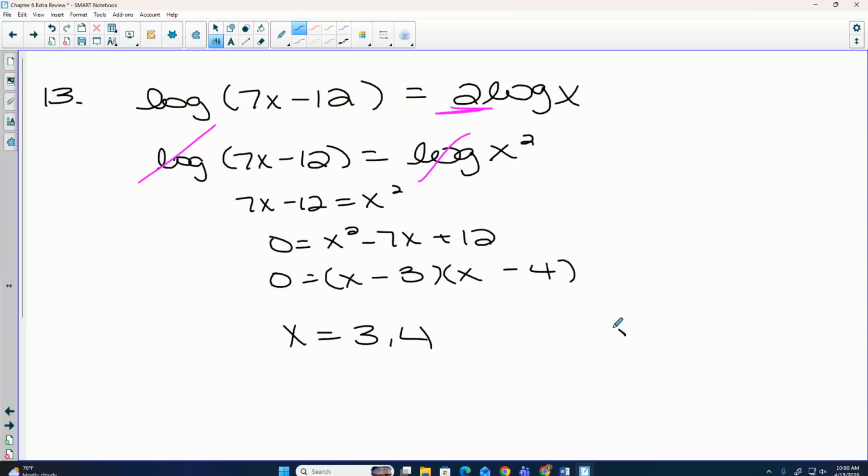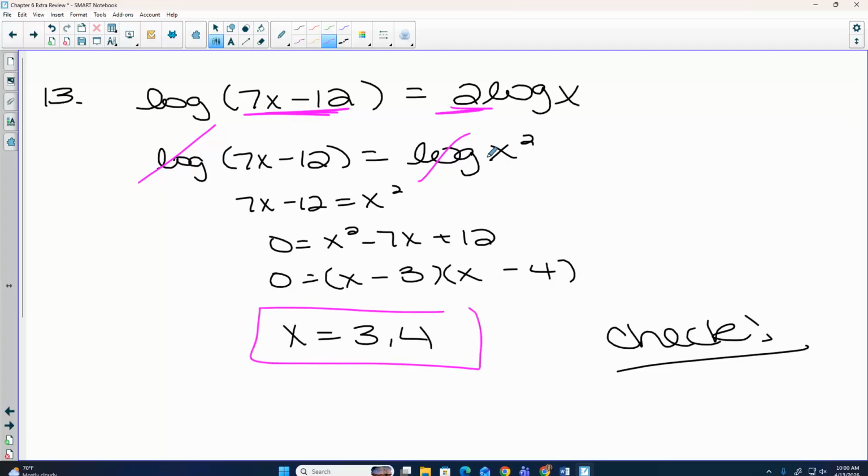Remember, any problem that starts with a log, you have to check. And all you're verifying is, if I put this in, do I get a positive number? So 7 times 3 is 21, minus 12 is positive. 28 minus 12 is also positive. So both answers work here.